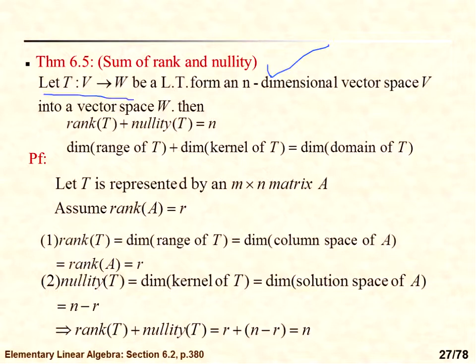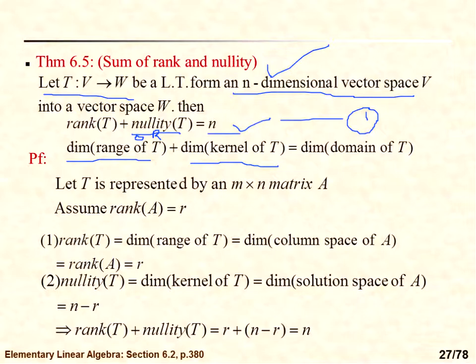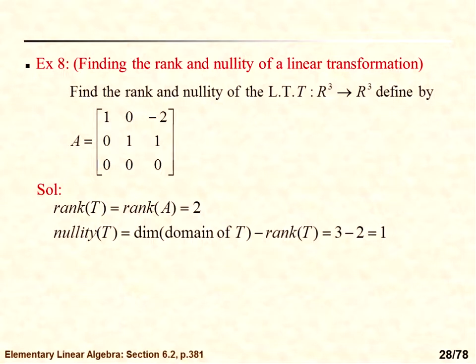This is a very important theorem. It says that if T from V to W is a linear transformation from an n-dimensional vector space V into a vector space W, then rank of T plus nullity of T is equal to n. This is called the rank nullity theorem or the dimension theorem. In place of rank of T you can say dimension of range of T, in place of nullity of T you can say dimension of kernel of T, and in place of n you can say dimension of domain of T. Some proofs are given, but you don't need to see the proof, just remember this theorem.